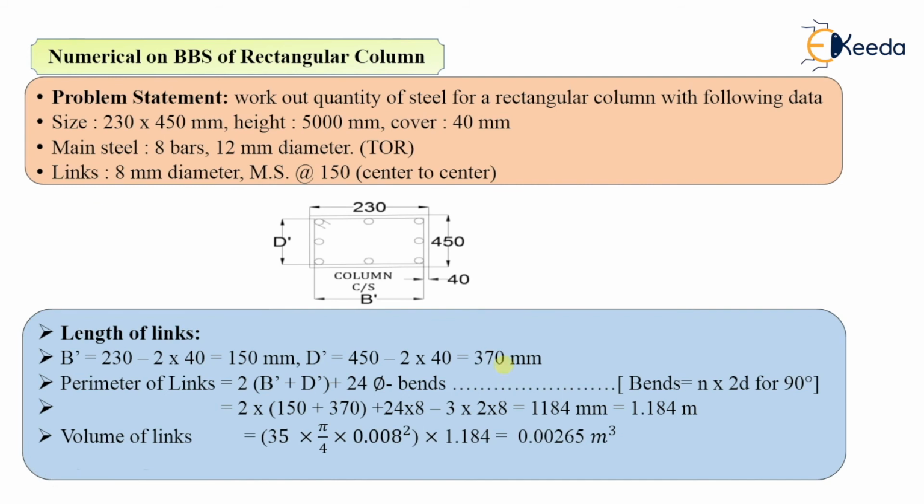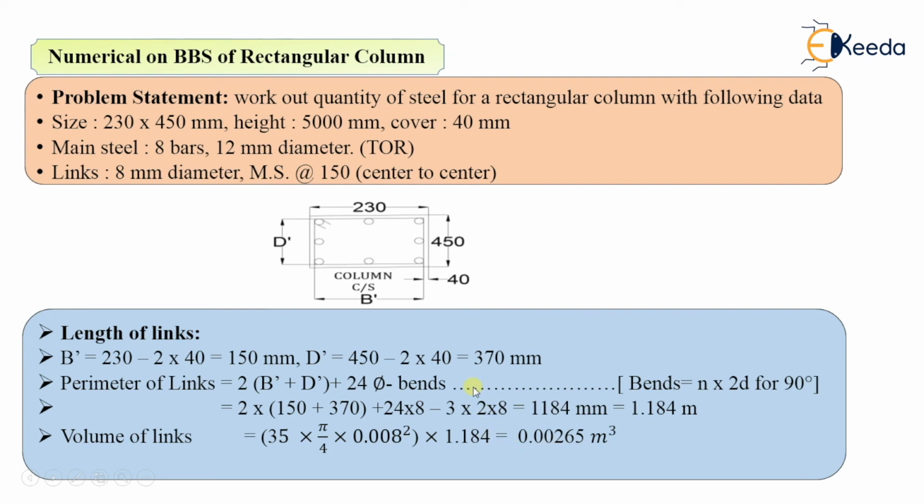Let's calculate the volume of links. What is volume of links? Area into length into number. The number we have calculated is 35. Area will be pi by 4 into 0.008 whole square, that is pi by 4 into d square, into length, which is 1.184. So it comes as 0.00265 meter cube. This is the volume of links.